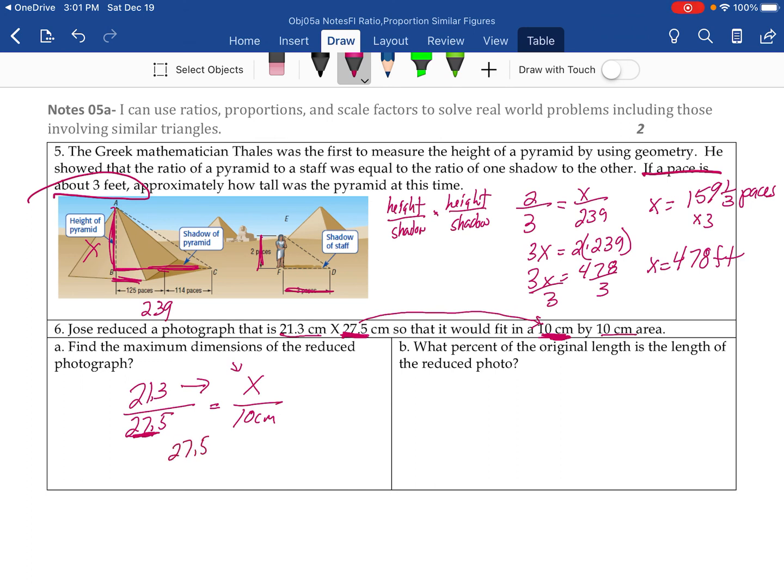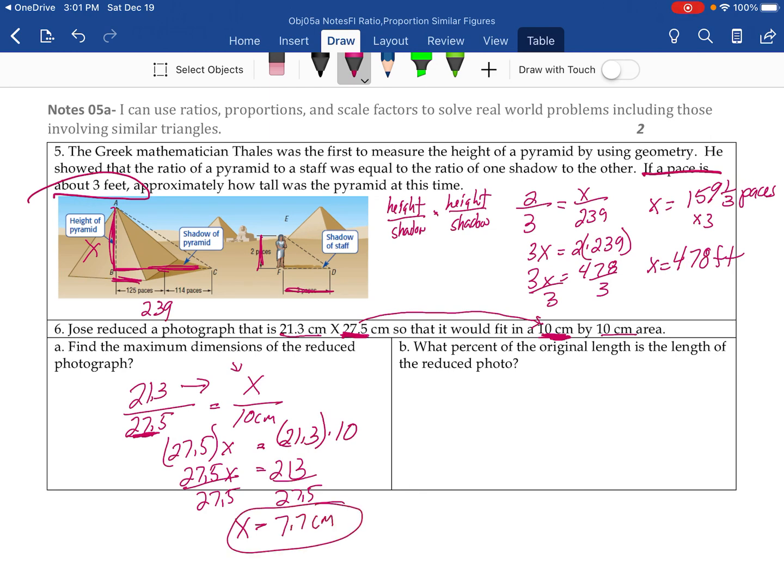So I cross multiply: 27.5 times x is equal to 21.3 times 10. So 27.5x is equal to 213. Divide by 27.5, divide by 27.5. x is equal to approximately 7.7. Okay, just about 7.7 centimeters.